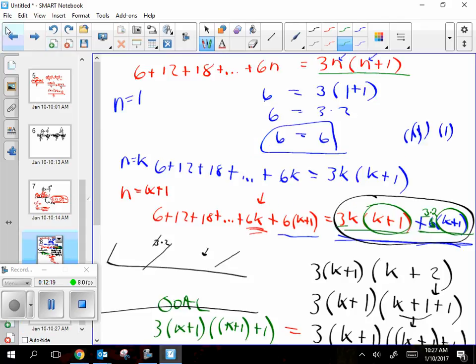So back to this guy. The 3 and the k plus 1, they both have a 3, and they both have a k plus 1. 3 and a k plus 1. And whatever's left, the k and the 2, go here and there.